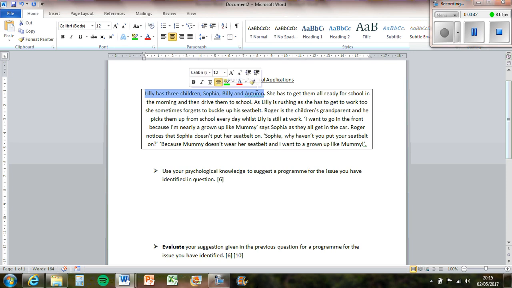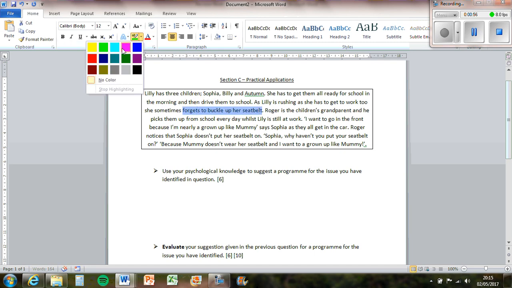She's got 3 children. She has to get them all ready for school in the morning and then drive them to school. As she's rushing, as she has to get to work, she sometimes forgets to buckle up, that should say her seatbelt. So I might need that for later. Roger is the children's grandparent, and he picks them up from school every day whilst Lily is still at work. "I want to go in the front because I'm nearly grown up like Mummy," says Sophia. So that might be useful for later.